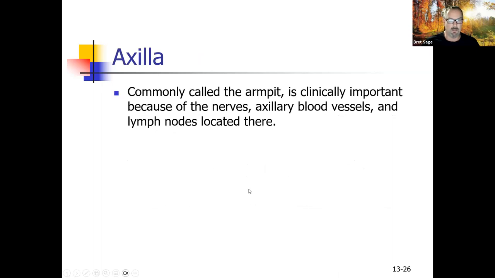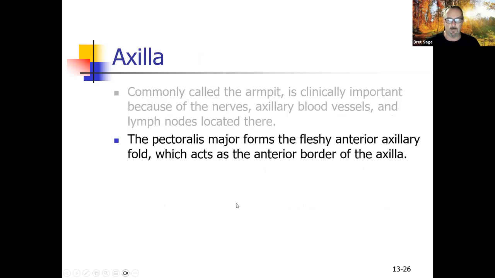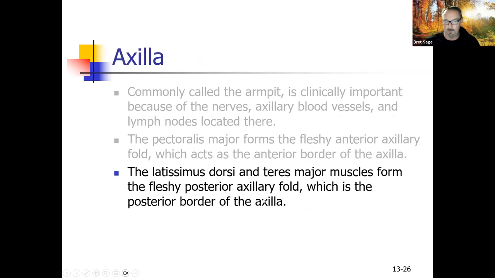Axilla, or armpit, is clinically important because nerves, blood vessels, and lymph nodes are there. So you can feel or palpate lymph nodes to see if they're swollen, other than under your chin and other places. The pectoralis major forms the fleshy anterior axillary fold. Latissimus dorsi, I'm going to let you read this.